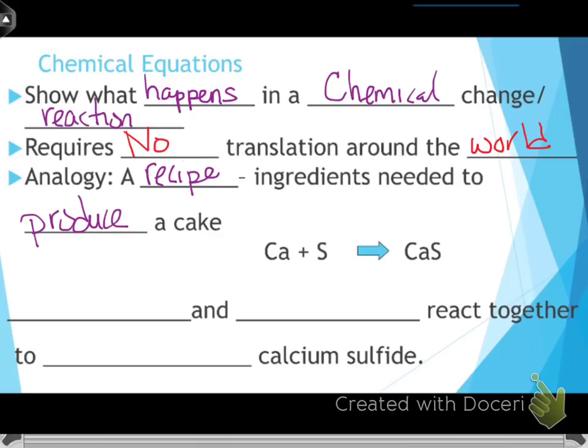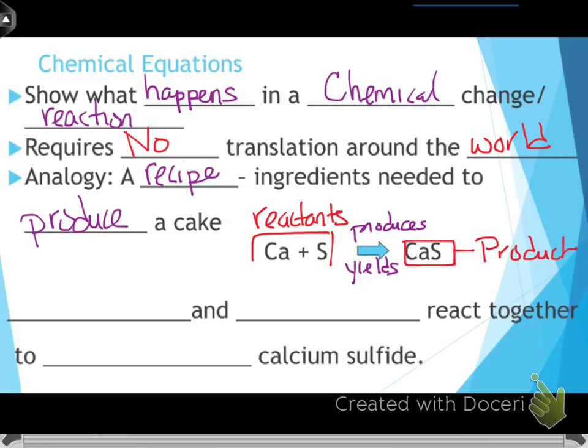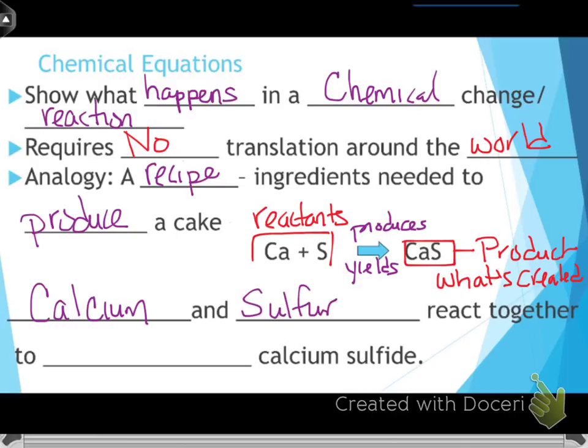And we're going to talk about this calcium plus sulfur. So those are the reactants. Label them on your paper. The arrow is said yields or produces, and then it is your product over here on the right hand side of the arrow. And then that's what's created. Alright, so we have calcium and sulfur react together to produce calcium sulfide. And you notice from our rules above, we had the IDE ending added to our second term there.